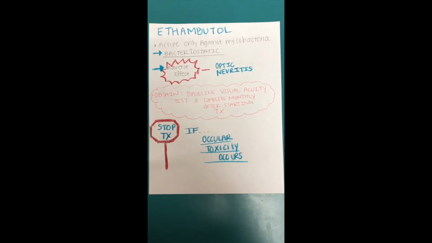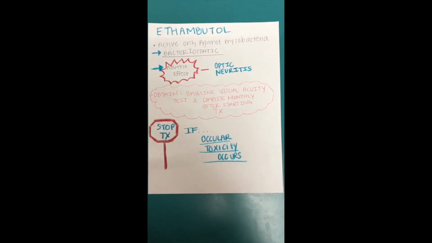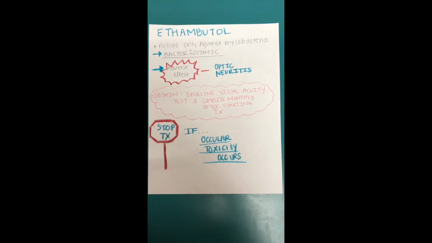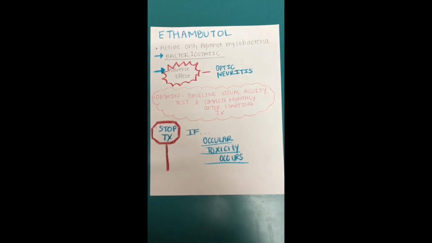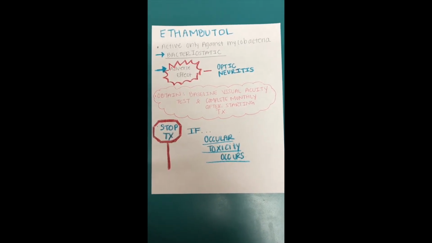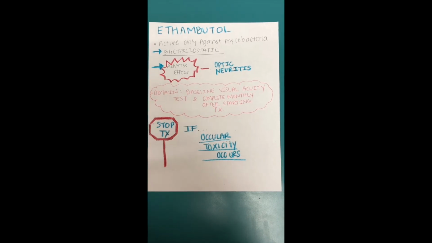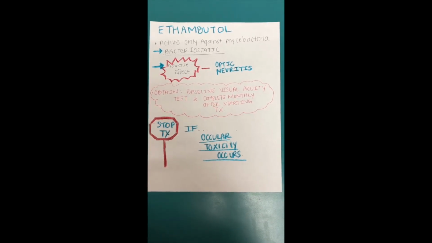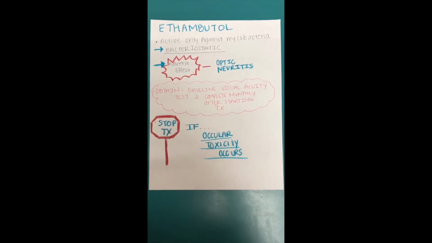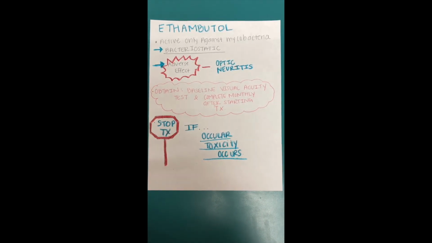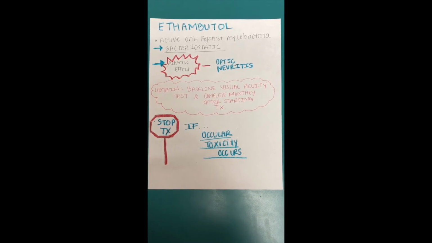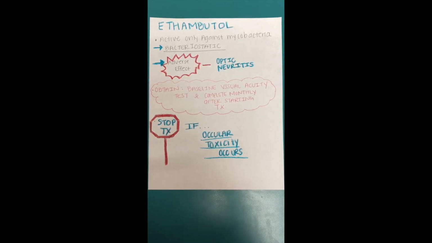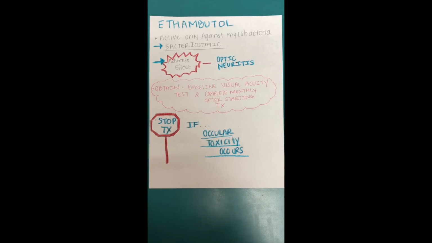Medication number 3, ethambutol. Ethambutol is active only against mycobacteria and is considered a bacteriostatic medication, so it needs to be used in conjunction with either isoniazid or rifampin to be effective. An adverse effect of ethambutol is optic neuritis. Important note, obtain baseline visual acuity test and complete monthly after starting treatment. Stop treatment with ethambutol if ocular toxicity occurs.